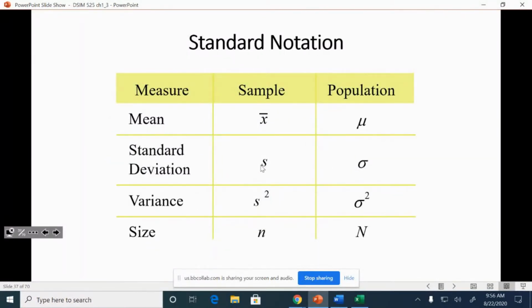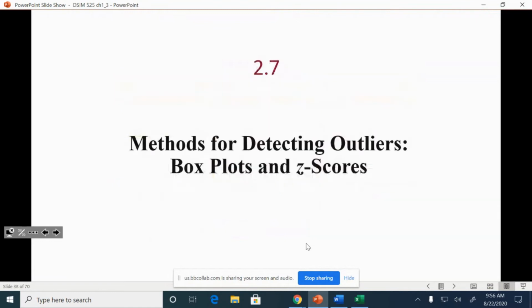So standard deviation is represented by S for the sample and sigma for the population. For variance, it's S squared. It's very important to remember this relationship, that the standard deviation squared gives you the variance, and vice versa. If we take the square root of the variance, it'll give us the standard deviation. Sigma squared is also the variance. Sample size stays the same.